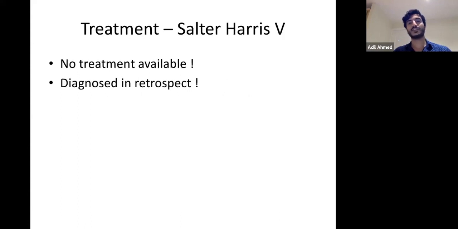And Salter-Harris 5, there's no treatment available because, as we explained, it's normally diagnosed in retrospect after a physeal or limb deformity has developed.